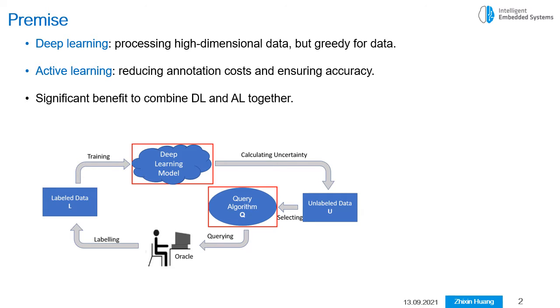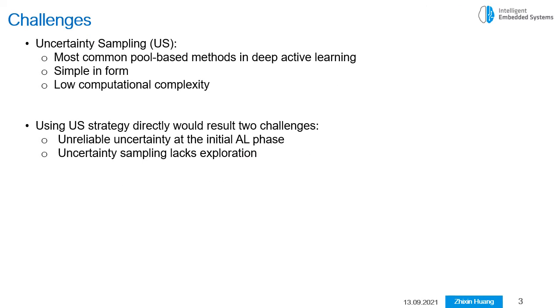Deep active learning mainly contains two parts: the AL query strategy on the unlabeled dataset and the deep learning model training on the labeled dataset. Choosing a suitable selection strategy is very critical. The uncertainty-based approach is one of the most common pool-based methods in application because it is simple in form and has low computational complexity. Many deep active learning methods use the uncertainty sampling strategy directly.